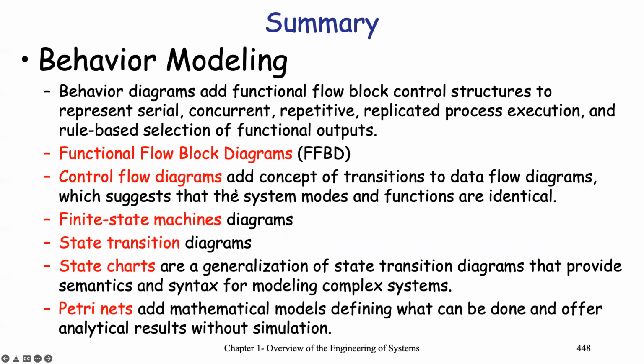We have logical flow diagrams, which add the idea of transition to data flow diagrams, which suggests that the system modes and functions are identical. We talked about finite state machines or state machines, state transition diagrams, state charts. These are a generalization of the state transition diagrams that provide a semantic and syntax for modeling complex systems. And finally, Petri nets add mathematical models defining what can be done and offer analytical results without having to rely just on the results of simulation.